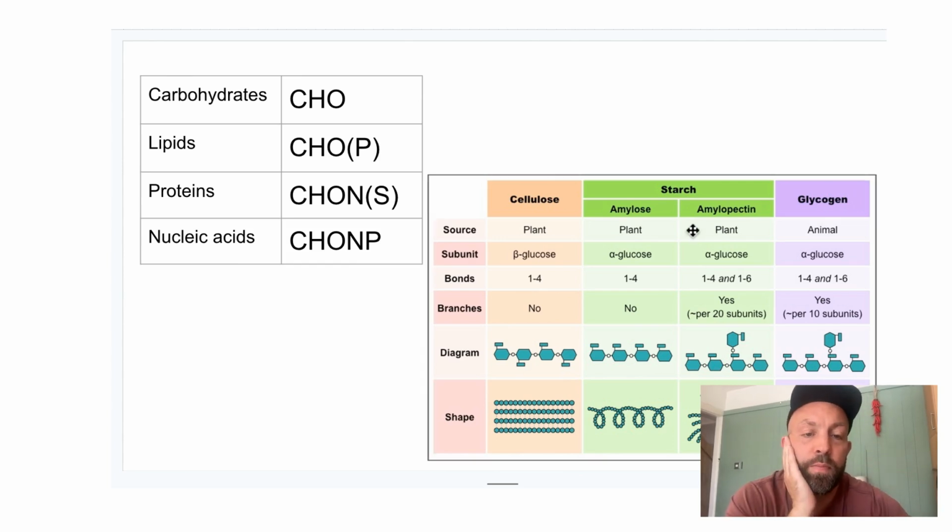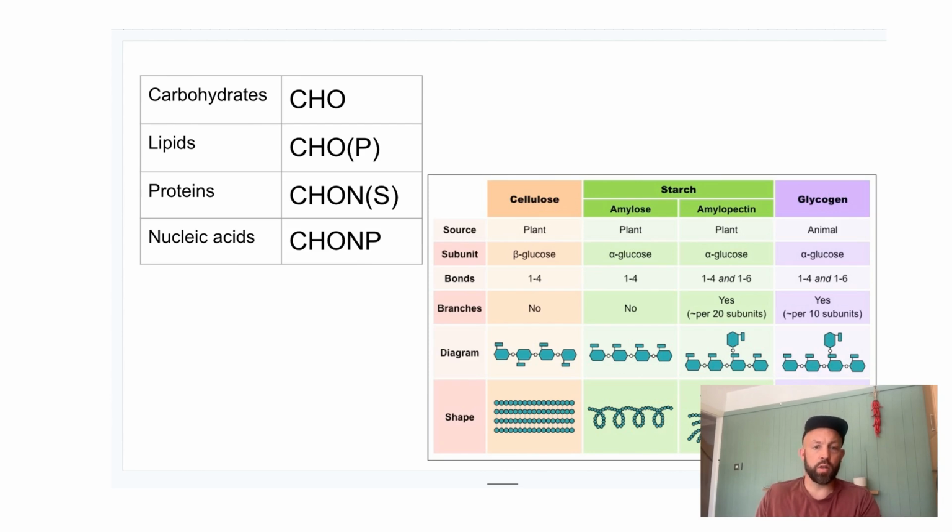Now, we've then got two storage polysaccharides: starch and glycogen. Starch is what we find in plants, and it's made up of amylose, which is spiraling. We just need to remember that it spirals. You might have to identify this molecule. I don't have a quick way of memorizing that. And we've got amylopectin. So amylopectin and amylose make up starch.